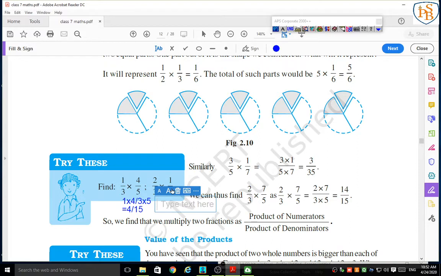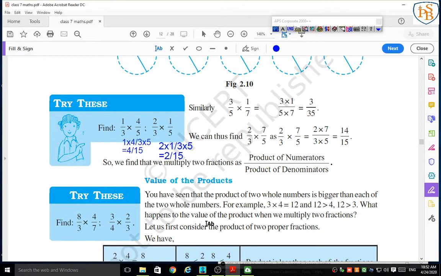The next one, they give us 2 upon 3 into 1 upon 5. In the numerator we write 2 into 1, and in the denominator 3 into 5. So my answer will be 2 ones are 2 upon 3 5s are 15. These are the two examples, and from them you can easily understand how to solve this.